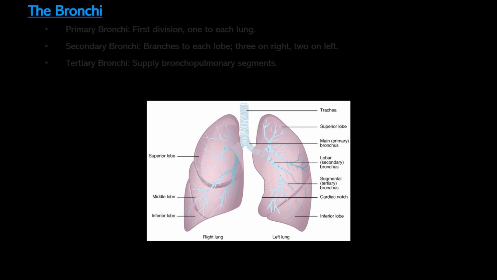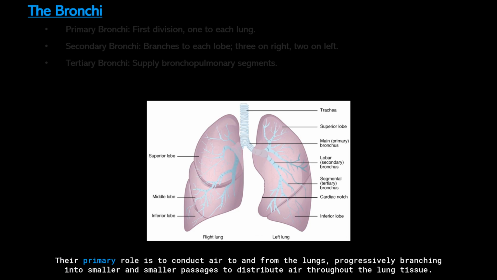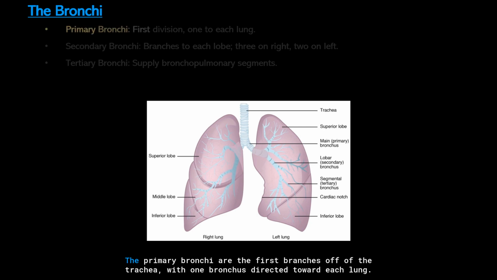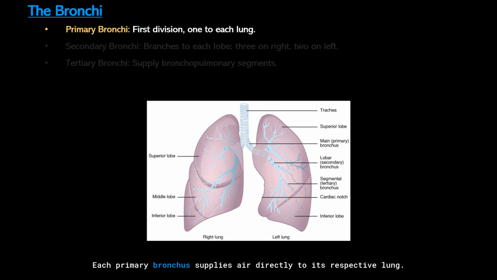The bronchi are the major air passages that branch from the trachea and lead into each lung. Their primary role is to conduct air to and from the lungs, progressively branching into smaller and smaller passages to distribute air throughout the lung tissue. The primary bronchi are the first branches off of the trachea, with one bronchus directed toward each lung. The right primary bronchus is wider, shorter, and more vertical than the left, making it more susceptible to foreign object entry. Each primary bronchus supplies air directly to its respective lung.